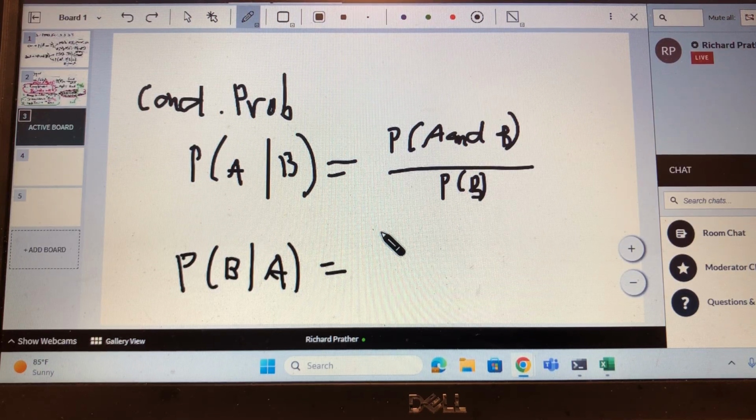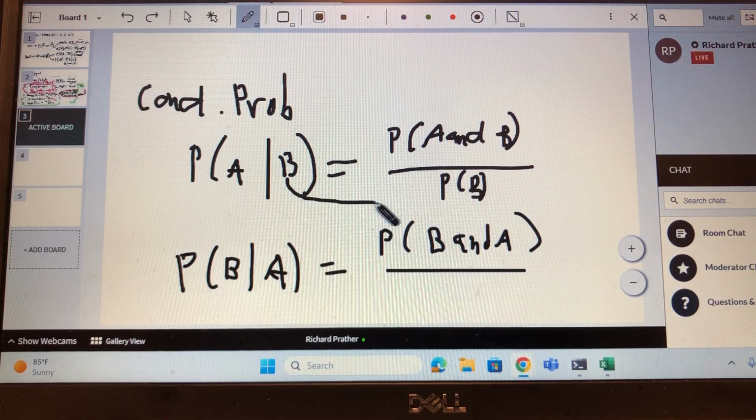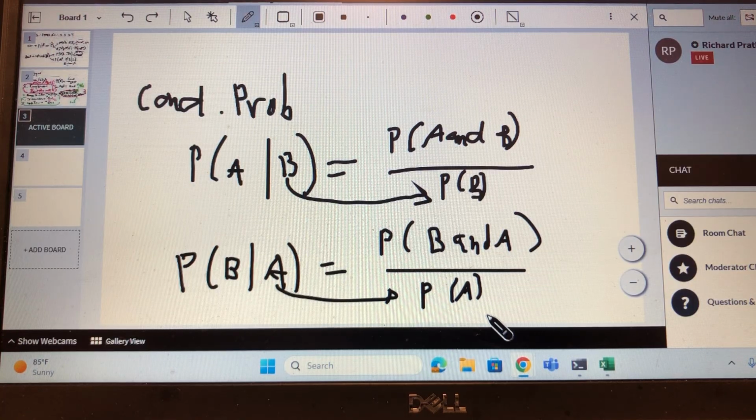And so whether you put B and A or A and B, order doesn't matter. So I could write B and A, that's okay, because B and A is the same thing as A and B. But in conditional, order does matter, because you basically divide by the second half. Whatever the second half is, that's what you divide by. So it does matter in that one which one's first.